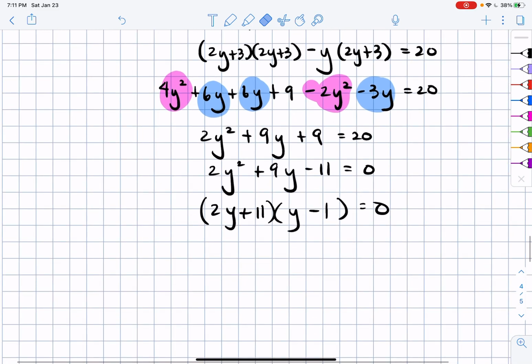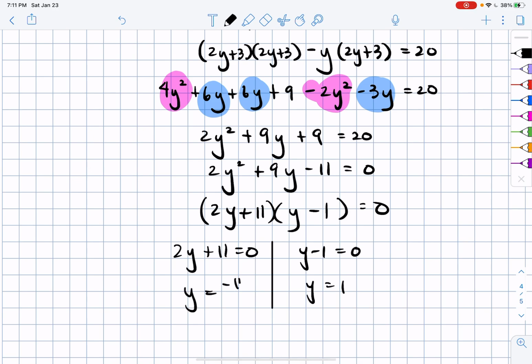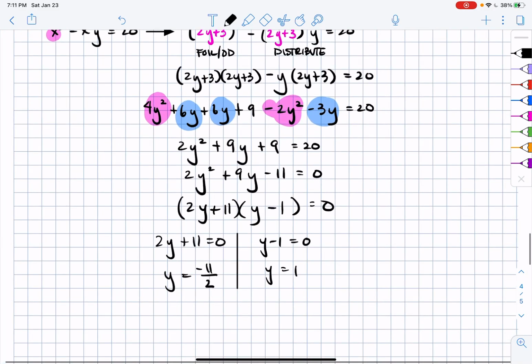All right. So now I have 2y plus 11 equals 0, and y minus 1 equal to 0. So I got y equals 1. That's no big deal. On this one here, I subtract the 11, and then I divide by 2. So y is going to equal negative 11 over 2. Woo, that was a lot of work, right?